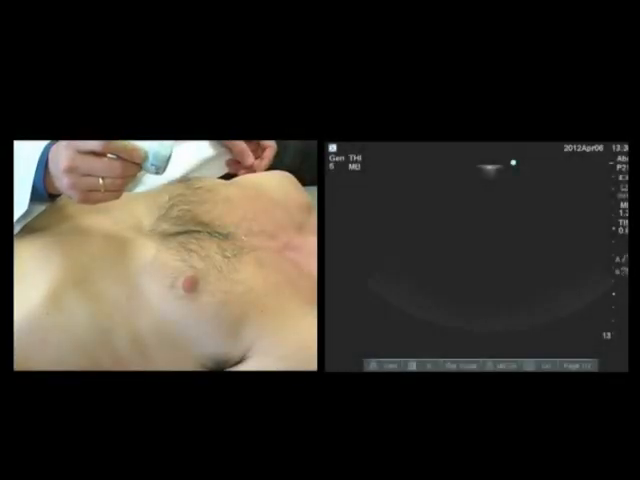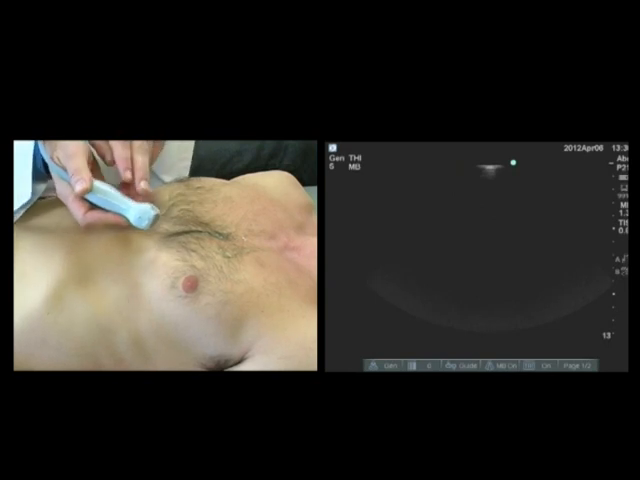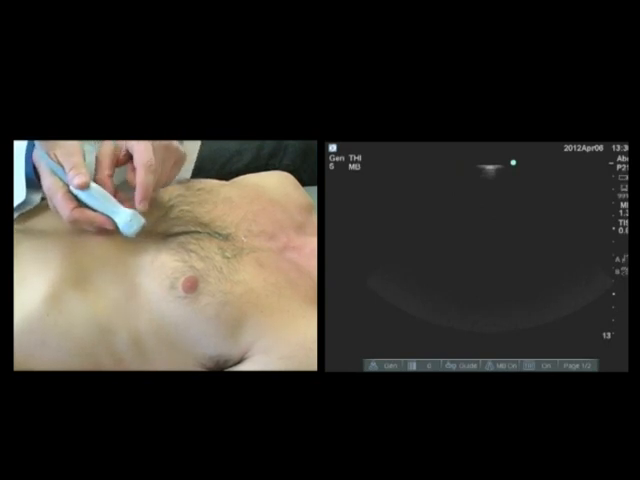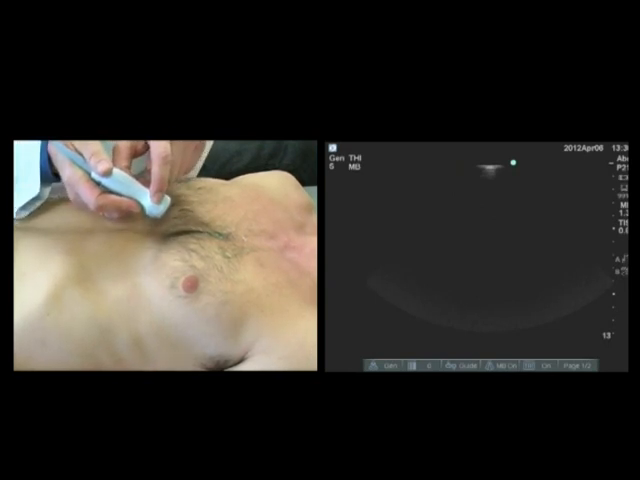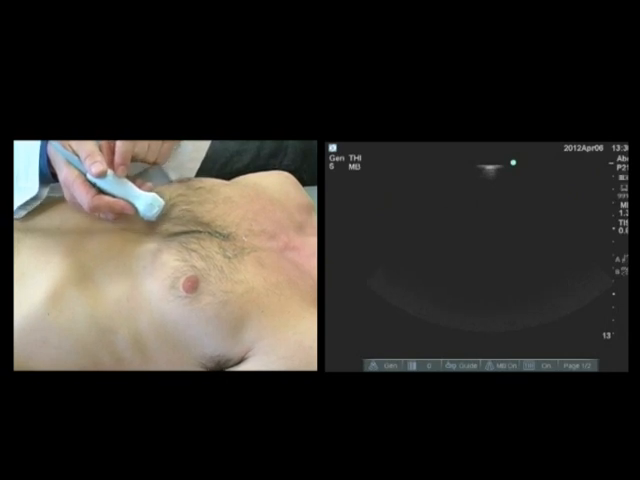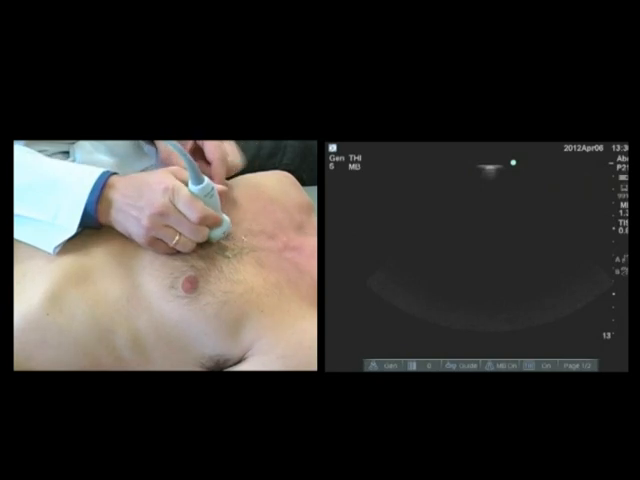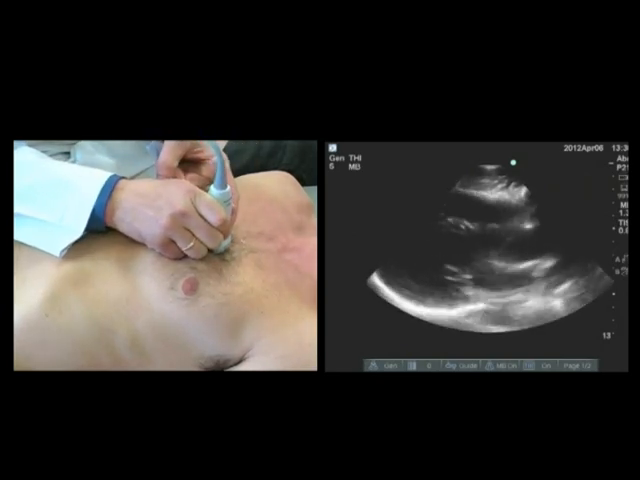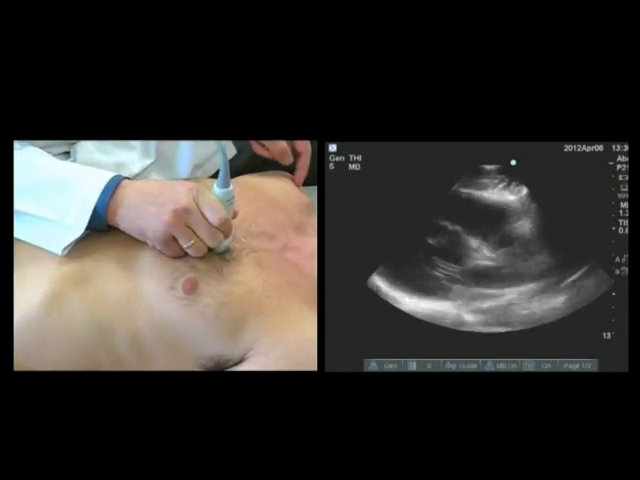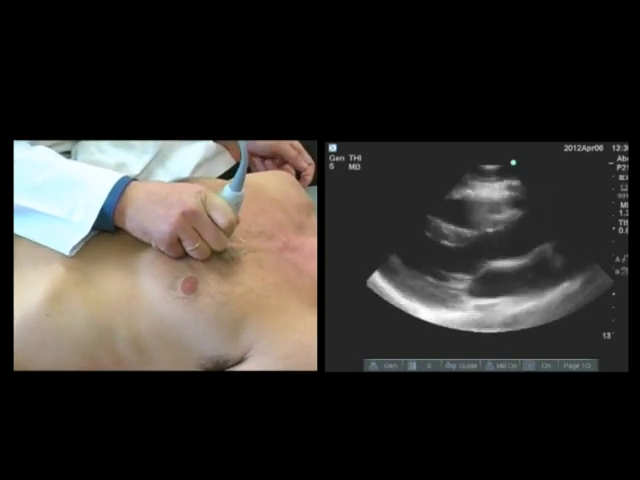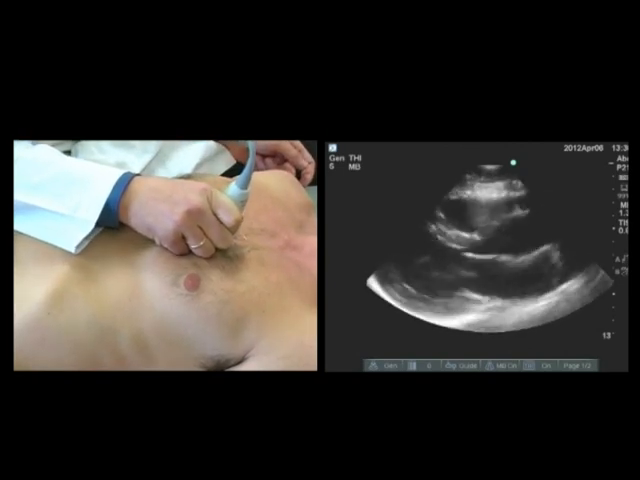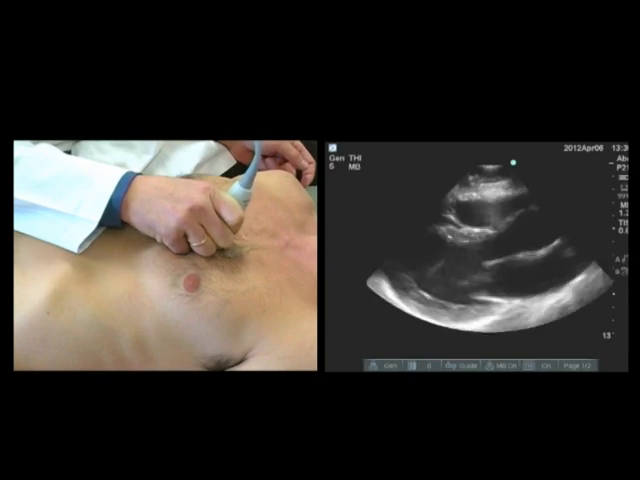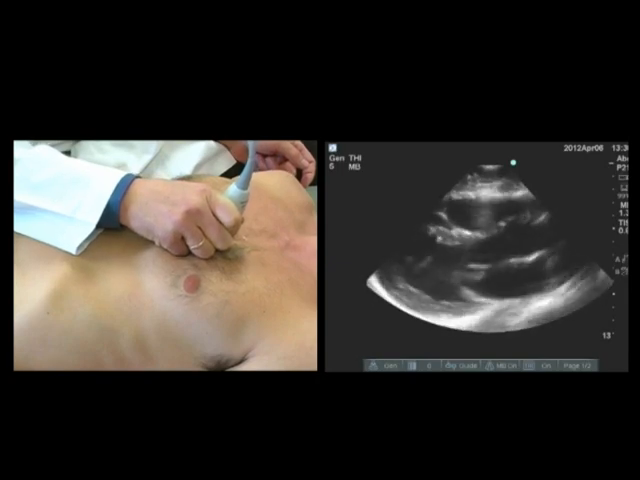Now we repeat the echo exam on the healthy volunteer. We have the 1 to 5 megahertz phased array probe with the index mark. For the first view, the parasternal long axis view, we place the probe in approximately the third intercostal space with the index mark pointed towards the patient's right shoulder. We slide and tilt until we have a view of the heart in the long axis.